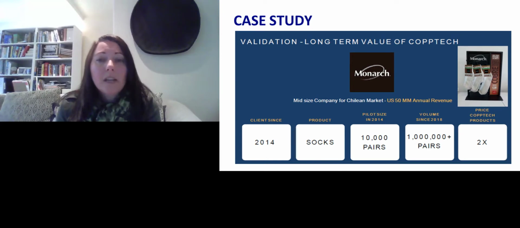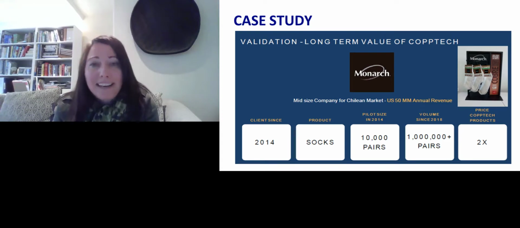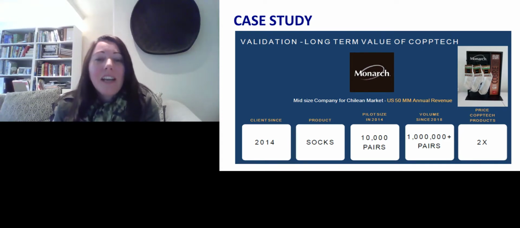They had a pilot-sized test run. They did 10,000 pairs of socks that were tested with the COPTECH technology, and they originally sold their generic, just the regular socks without the COPTECH, for $4. They increased that price by 2 times, and they sold these socks at $8 a piece with the performance and the marketing to prove that.